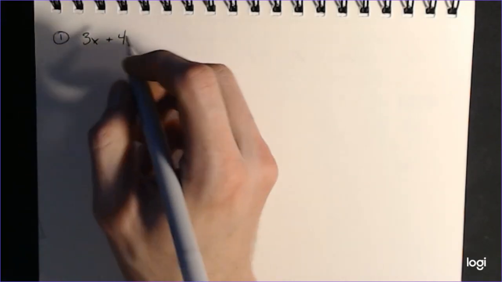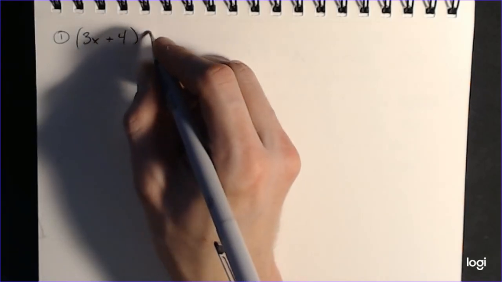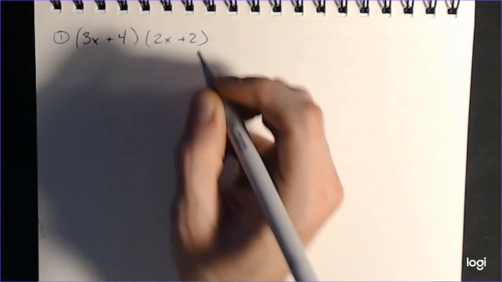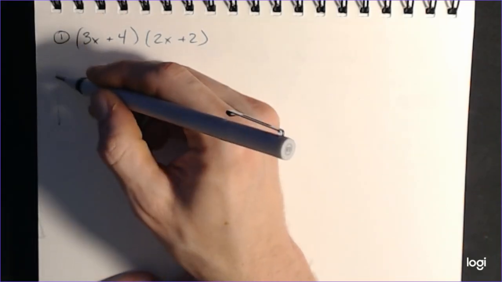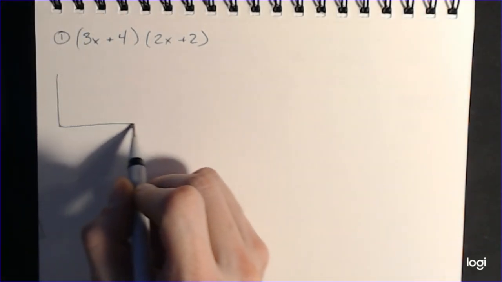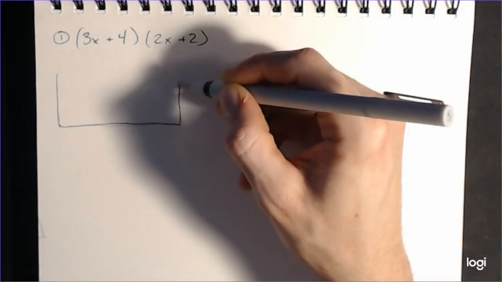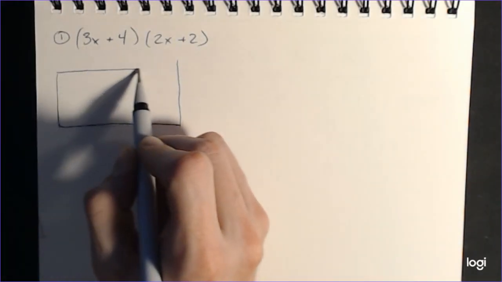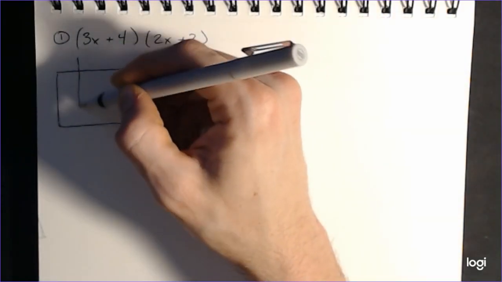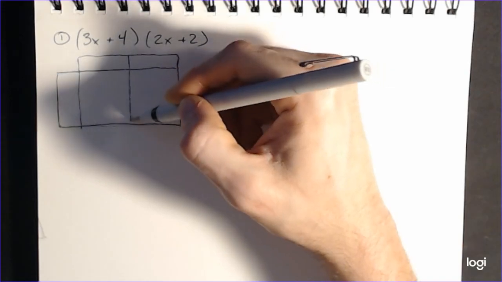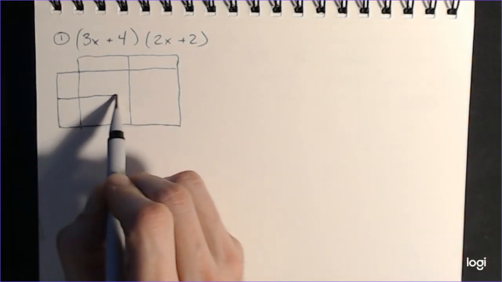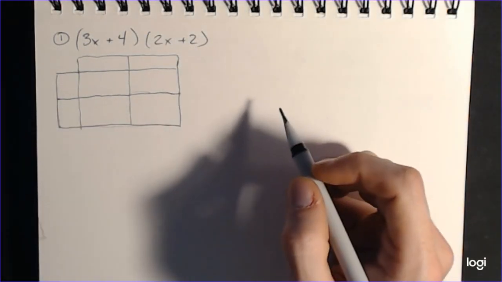This is on page 106, problem number 1. We have 3x plus 4 times 2x plus 2. I'm going to show a table method of solving this one, and then I'm going to show the FOIL method on the other side. So I'll spend a little bit longer on the table method, just explaining how I'm setting it up and walking through the problem, and then the FOIL method will have all of the same principles. It's just a different way to think about it.